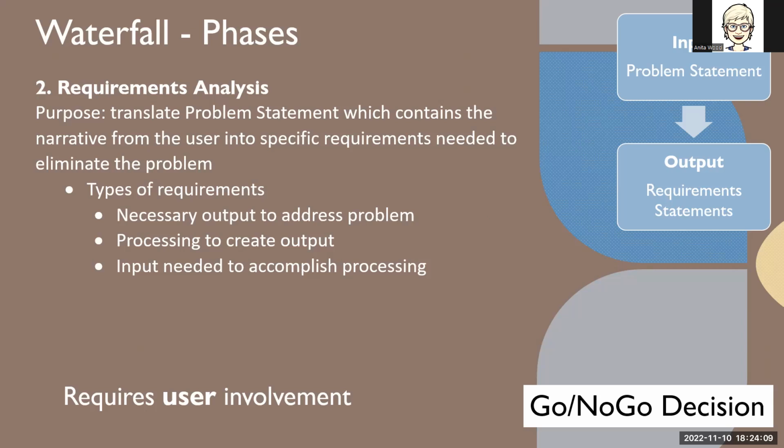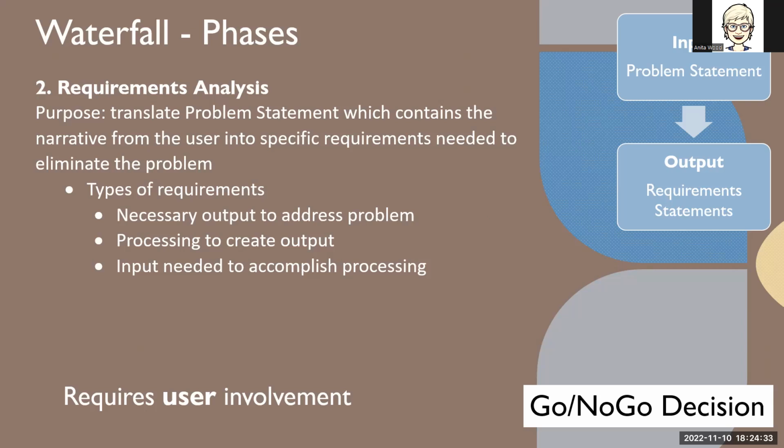This is a translation phase, meaning we're taking the user's conversations we recorded in the problem statements, and we must translate them into kind of what we call English-like statements that address the specific processes our program will accomplish to eliminate the problem. We call these statements requirements.